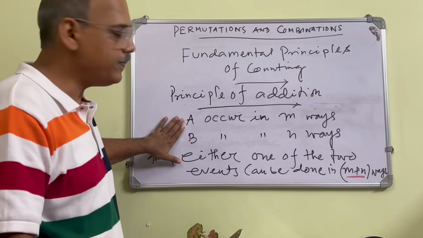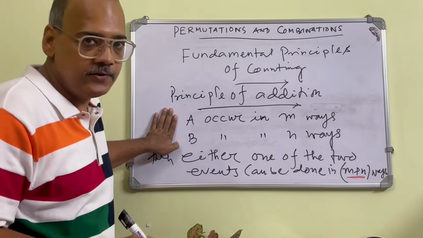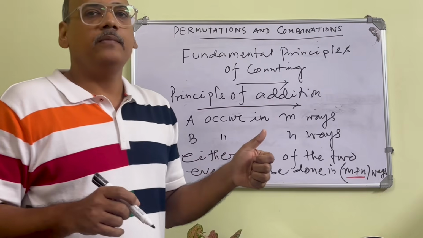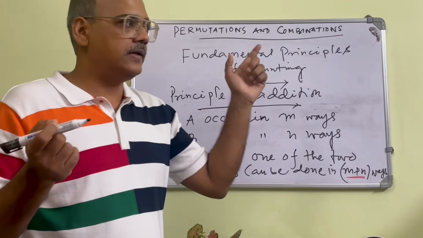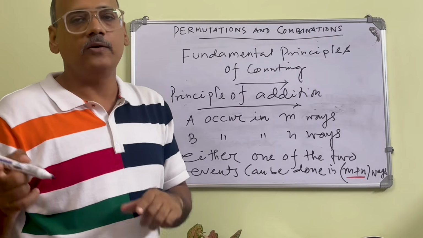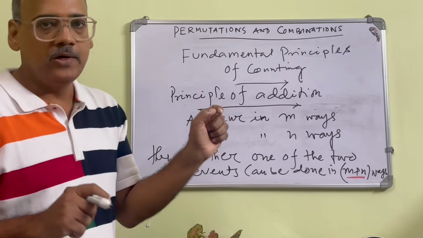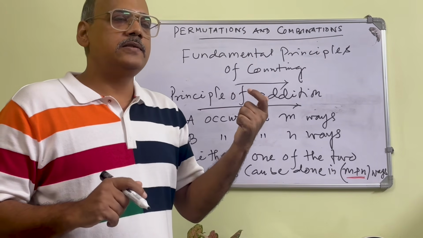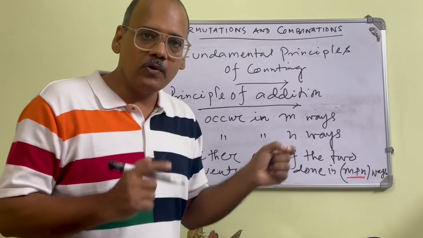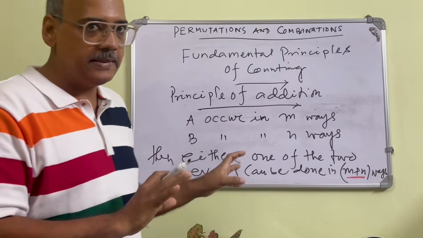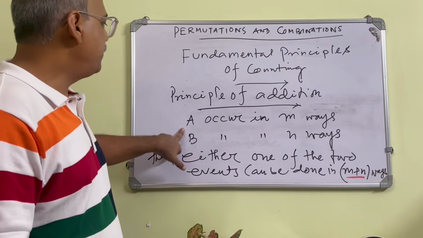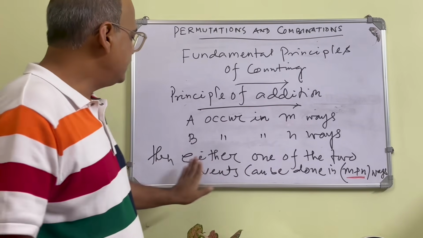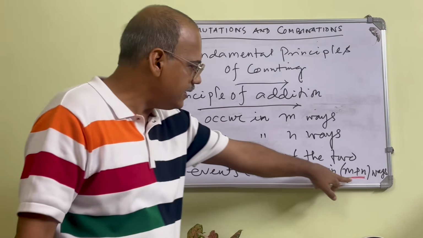What is mutually exclusive? Two events are called mutually exclusive if they cannot occur at the same time. Let's say at a given point in time, can it be that you are in school at the time you are at home? It is not possible for a given point in time. So these two events are mutually exclusive. So let's say in the morning at 6:30, either you are in school or you are at home. So these two events are mutually exclusive. If event A occurs in M ways, and another event B occurs in N ways, then either one of these two events can be done in M plus N ways.